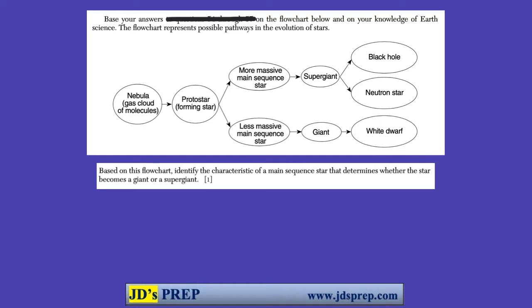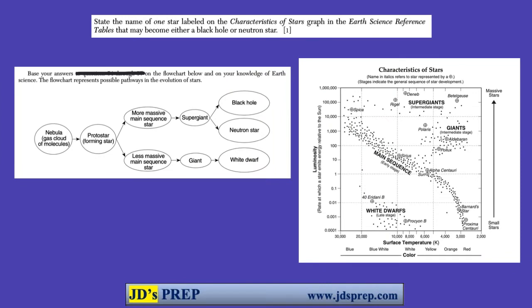So we're given a flow chart here, and we're asked to use this flow chart to identify the characteristic of a main sequence star that determines whether the star becomes a giant or a supergiant. So what we are looking at is we have a more massive main sequence star here and a less massive main sequence star here, and that tells us supergiant or giant here. So the characteristic of that main sequence star that determines whether it's a supergiant or giant is just its size or its mass.